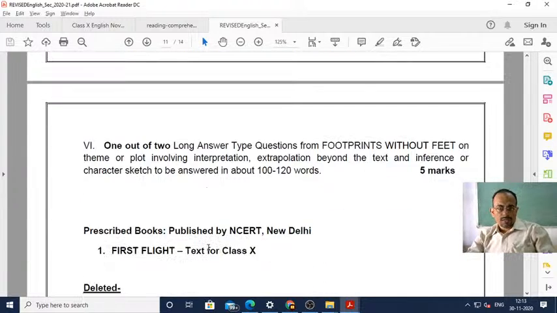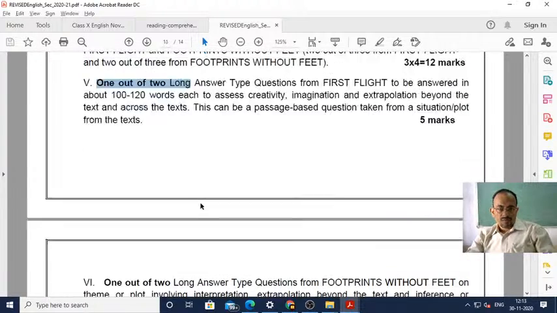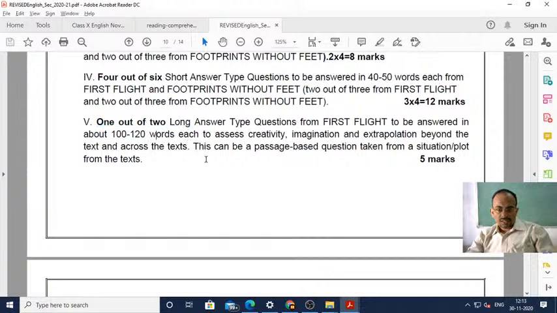Okay, and you can see here in First Flight, it can be based on a situation or plot.